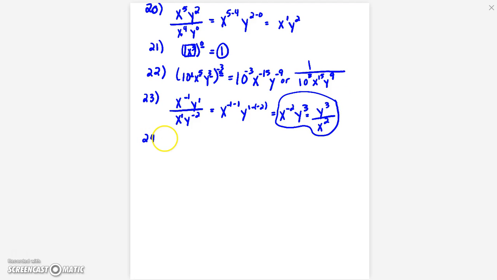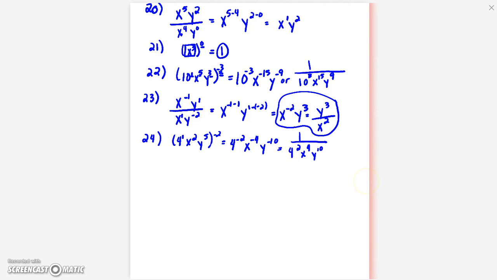24. 4x squared y to the 5th, all to the negative 2. Remember, this 4 is 1. So 4 to the negative 2nd power, x to the negative 4th, y to the negative 10th. You could also put all of these on the denominator. 1 over 4 squared x to the 4th, y to the 10th. And you could also make that 4 squared 16. That's up to you.